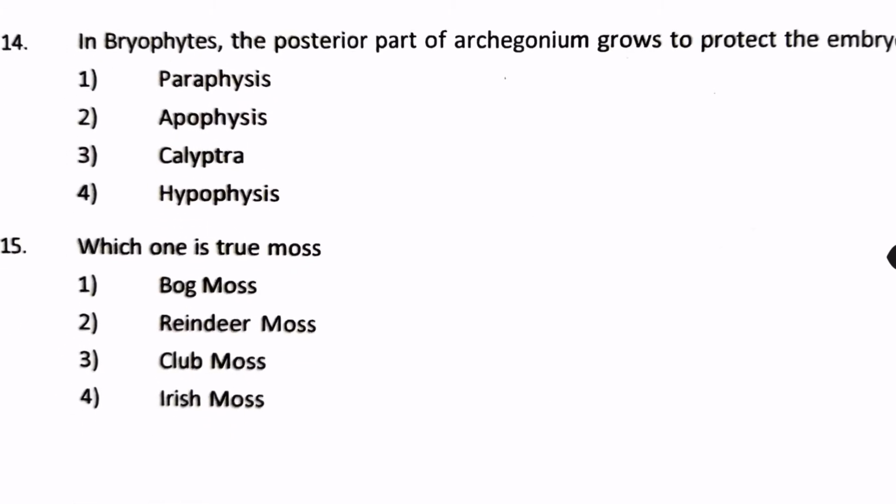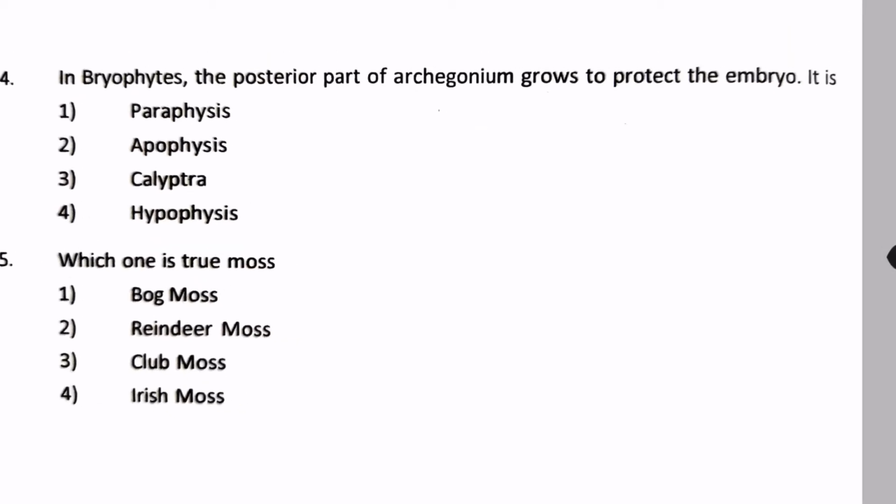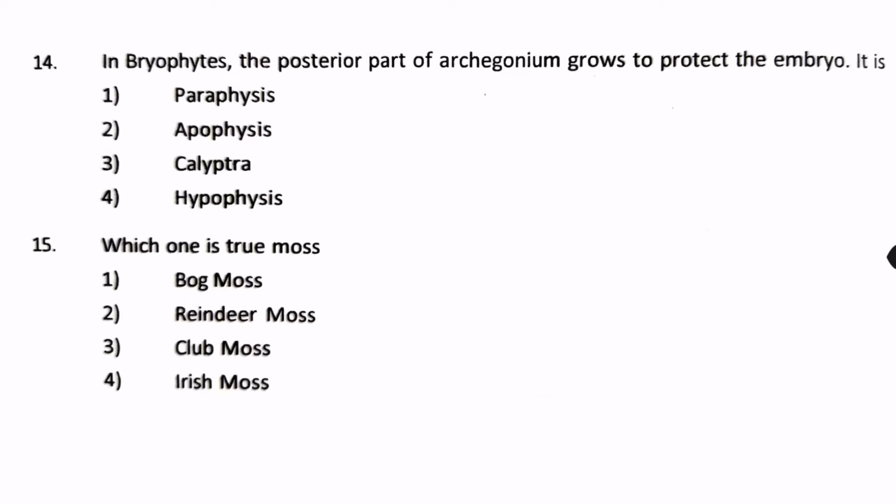In bryophytes, the posterior part of the archegonium grows up to protect the embryo. It is what? 1. Paraphysis, 2. Apophysis, 3. Calyptra, 4. Hypophysis. Now, first of all, we have to take care of the word. Mark the words in our head, that this is a bryophyte, and the structure which is protecting the embryo is called what? It won't be obviously paraphysis, because paraphysis is a structure which generally belongs to fungi. So this is a wrong answer.